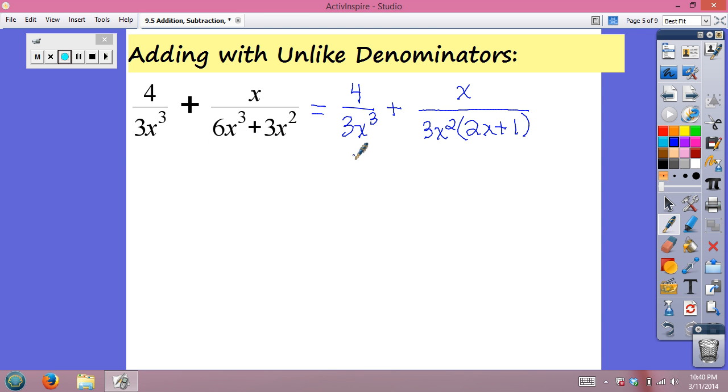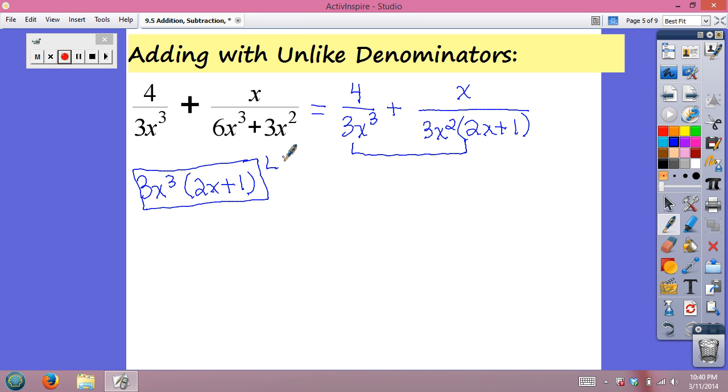Now what we need to do is find a least common denominator in these two terms. So we have a 3x cubed here and a 3x squared here. So we know that we'll need at least a 3x cubed for both fractions. But we also have a 2x plus 1 in this one and none over here, so that is going to have to be multiplied by our 3x cubed. So this is going to be our least common denominator, or LCD.